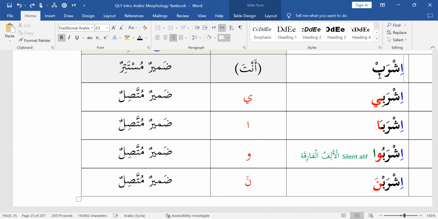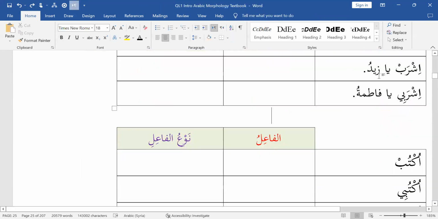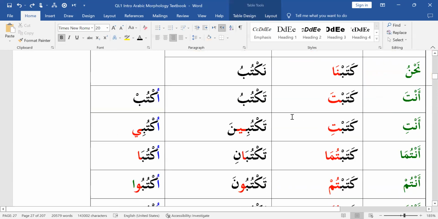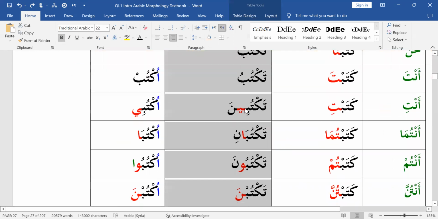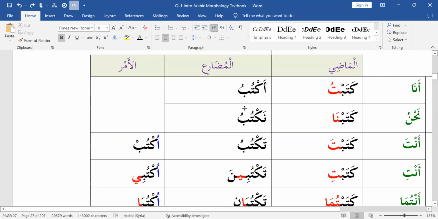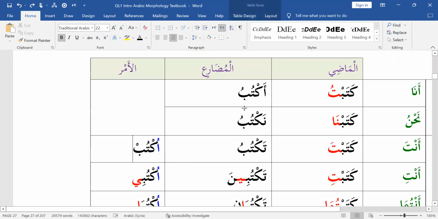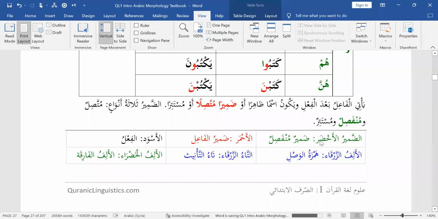not form 2 or 3 or 4 or any of those forms. In form 1, the rule is that the fi'l al-amr begins with a kasra, unless there is a dhamma on the middle root letter of the mudari. If you look at the mudari here, the middle root letter has a dhamma. Uktub, naktubu, taktubu. In all of these mudaris, the middle root letter ta has a dhamma. If that's the case, then you begin the amr with a dhamma. So that's the rule for Hamzat al-wasl for al-amr, the command verb.